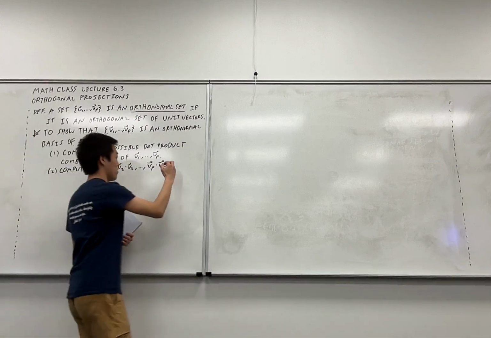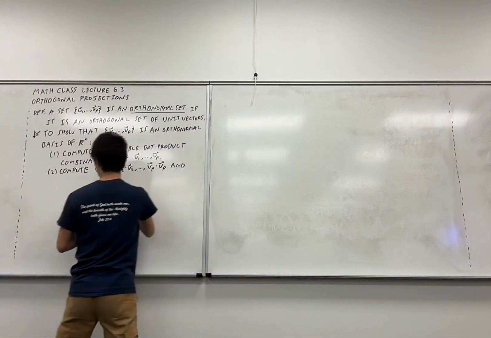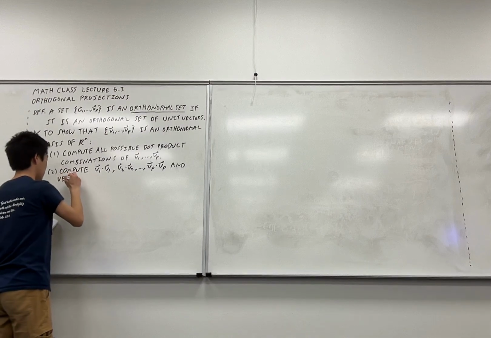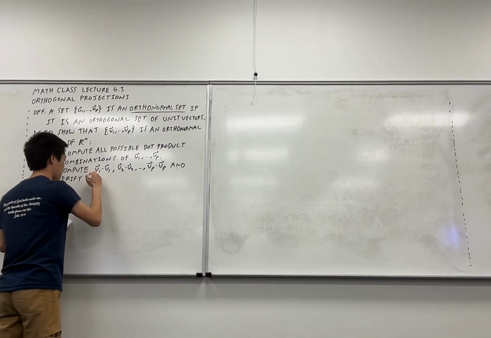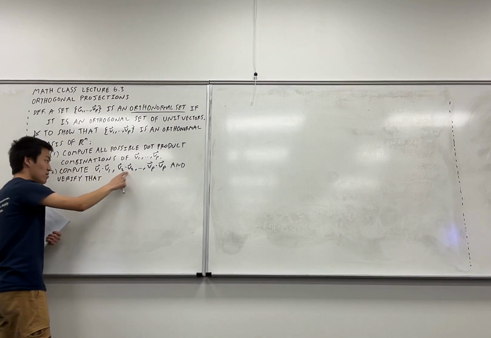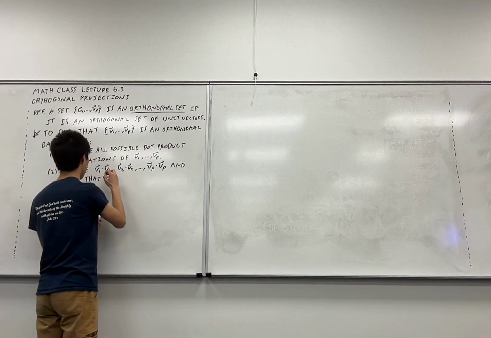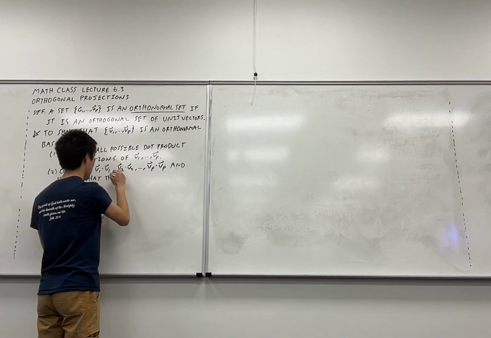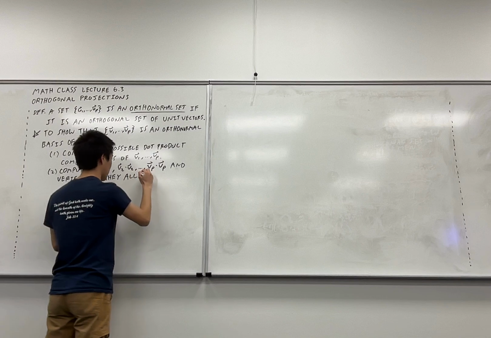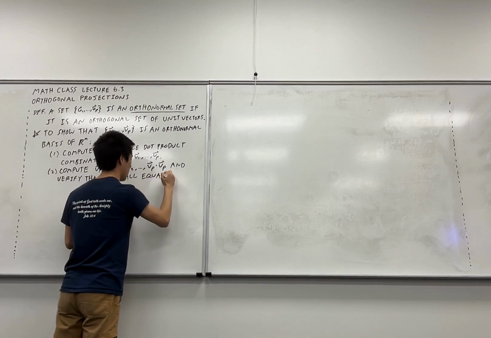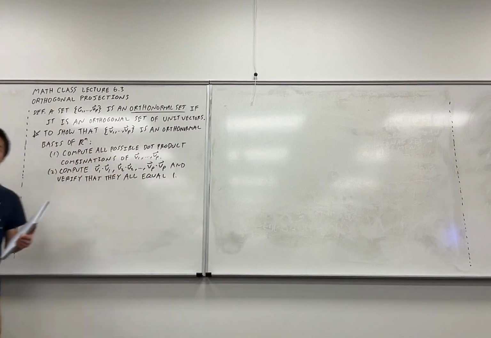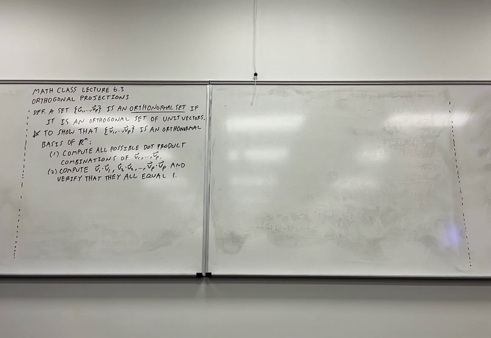Okay? And we want to verify that they are, I need all of these to be equal to what? 1. That they all equal 1. And so when you really think about it, to show that something is an orthonormal basis is really just consisting of computing a whole laundry list of dot products.